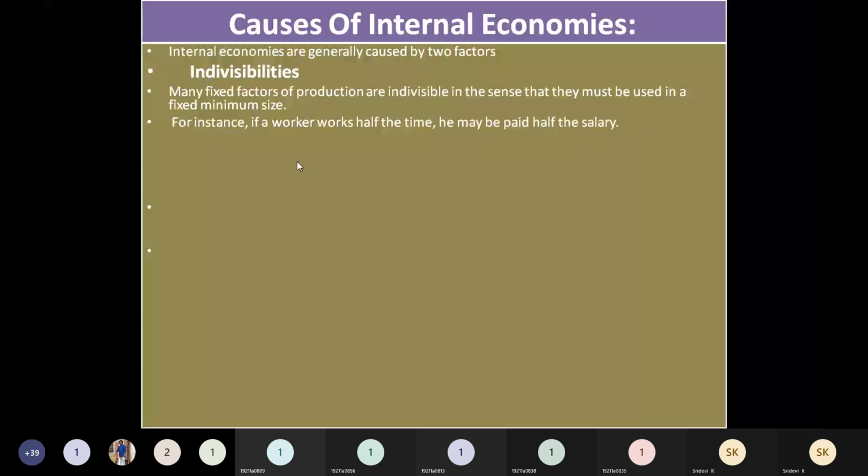So like that, if a worker who is going to be appointed as a permanent employee is going to work only for half a day, is it possible to pay him only half a day's salary? No. So such indivisibilities will be there, due to which internal economies will exist.